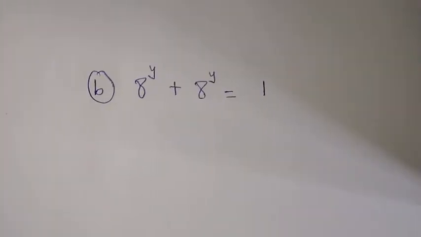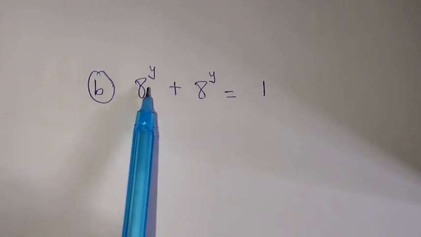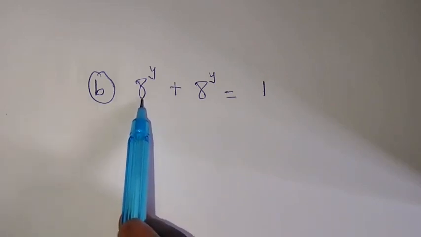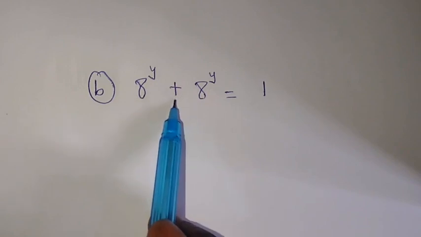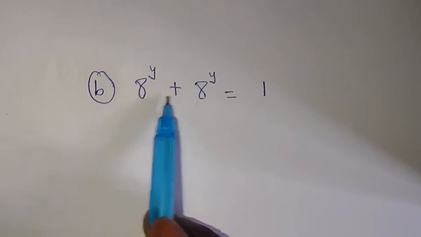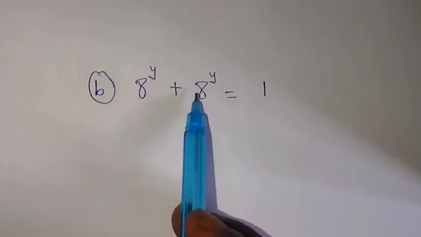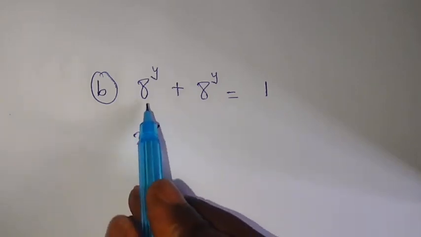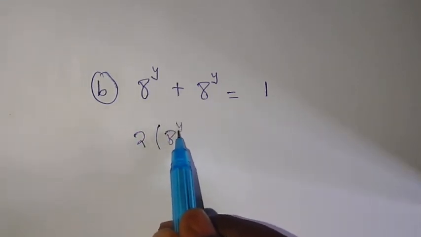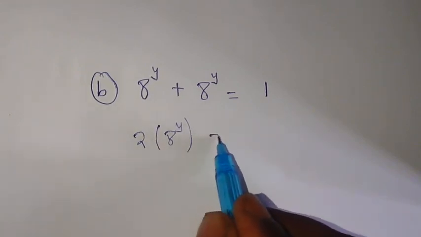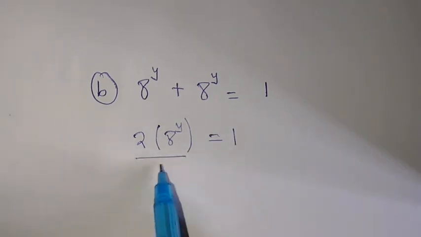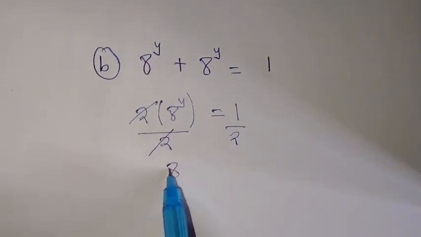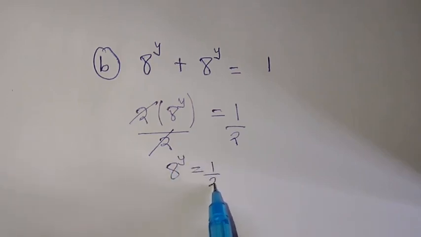Alright, so here is our question B. We need to find the value of y. We have 8 power y plus 8 power y is equal to 1. The base here is 8, the power is y. The base here is 8, the power is y. And we are adding. Since we have a common base and exponent, and there are 2 of them, we can write 2, then open bracket, we just pick 1, which is 8 power y, equal to 1. Here we divide by 2, even here we divide by 2, so this 2 and this 2 cancel. You're going to remain with 8 power y is equal to 1 over 2.